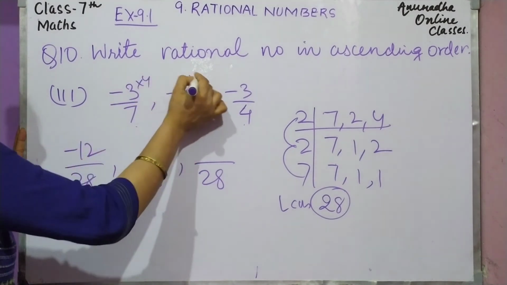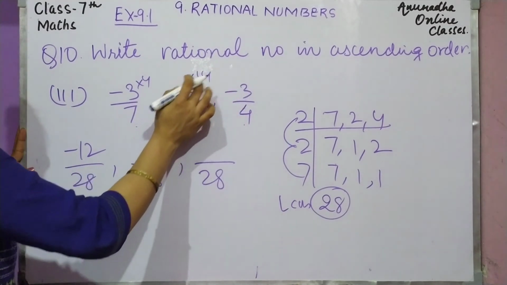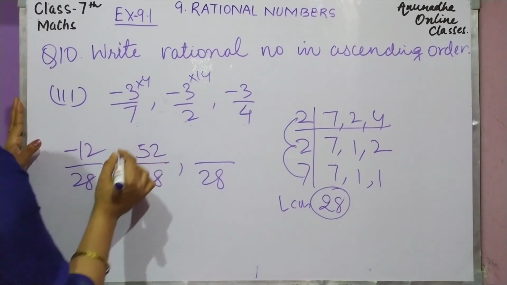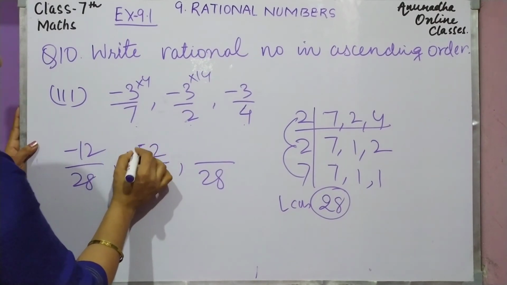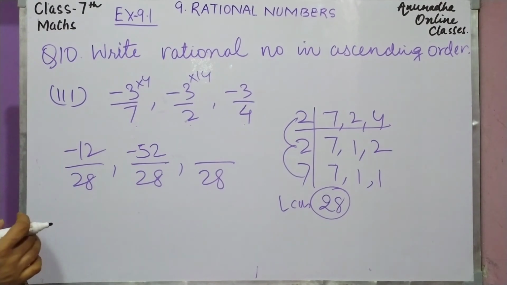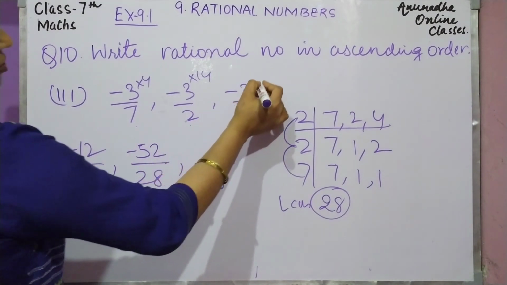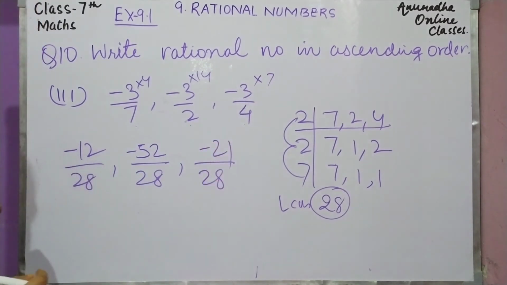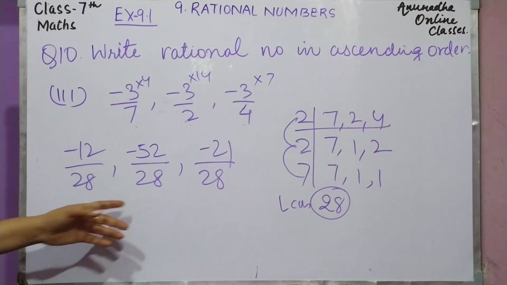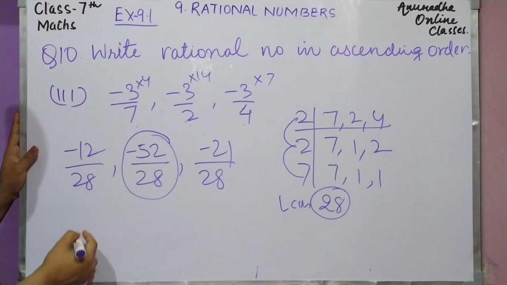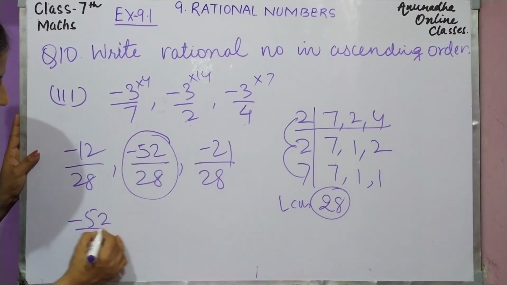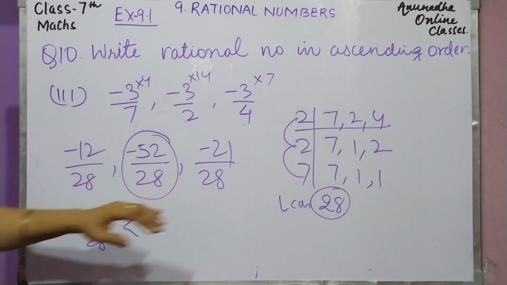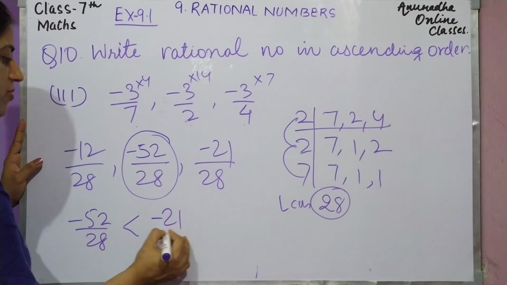2 कितने जा? 14 जा. So 4 3s are 12, 2 and this is 52. Okay, this is -52. So 12 and yes. Now 4 कितने जा? 7 जा. This is -21. Let's see which is having the greatest one. This one means this is the smallest, -52 by 28. Okay, this is the smallest. Then is 21, -21 by 28.